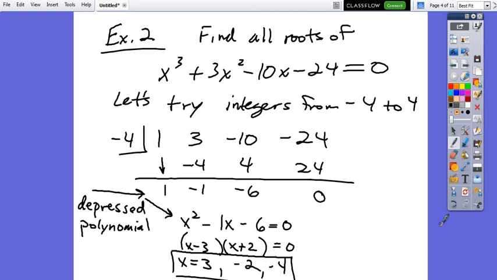All right? So here we go. We can now factor this depressed polynomial into x minus 3 times x plus 2. And what does that leave us for our roots? Positive 3 and negative 2, along with the original root that we guessed right on, and that was negative 4. So what are the three roots? I got a degree of 3. It needs 3 roots. What are they? 3, negative 2, and negative 4.